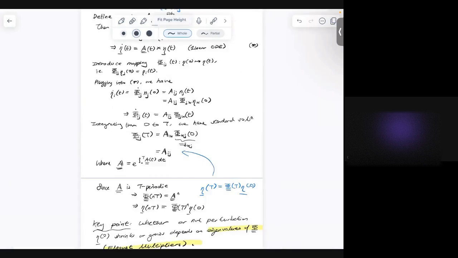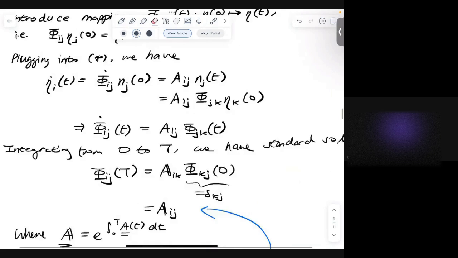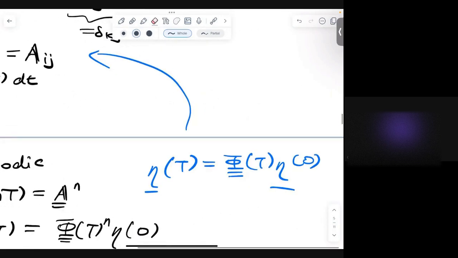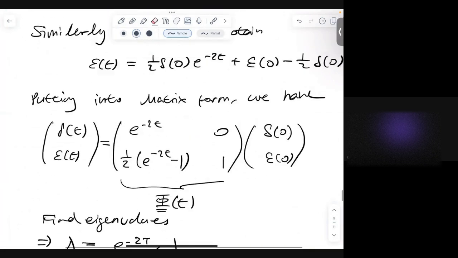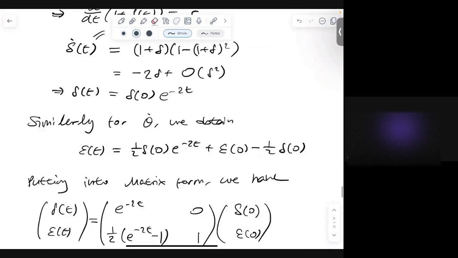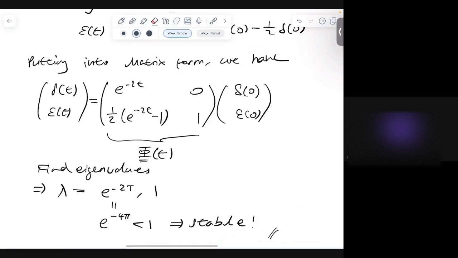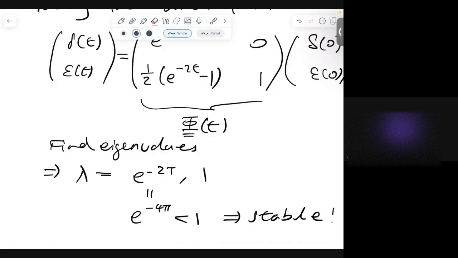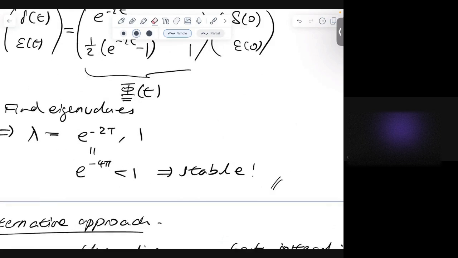Anyway, the point is we've done this integration step to solve the ODEs and we arrive at something of this form, where we've literally just transcribed the coefficients into the matrix. Now the point is to find the eigenvalues of this matrix. We have 1, the trivial Floquet multiplier, and the non-trivial Floquet multiplier, which is e to the minus 2t, where the period is 2 pi. So that's e to the minus 4 pi, which is less than 1. So then we have a stable PO.